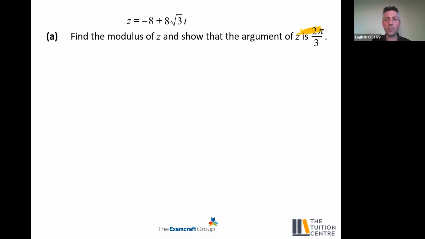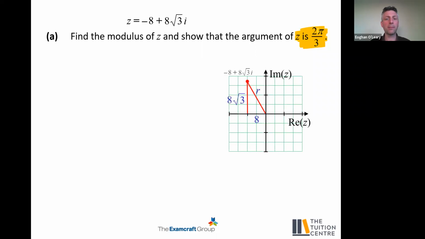So in this case, we're directed to show that the argument is 2 pi over 3, the angle. So of course, straight away we know we're talking about radian measure. So the very first step, of course, is to plot the point on the Argand diagram. So, for everyone, that's going to be your starting point. So our point again is minus 8, so negative 8 units along the x-axis, plus 8 root 3i, so 8 root 3 up on the imaginary axis.